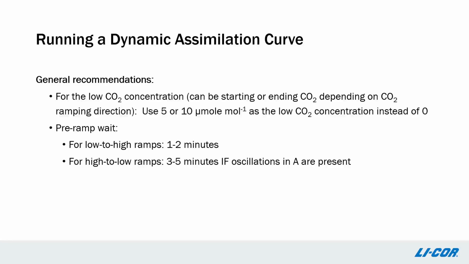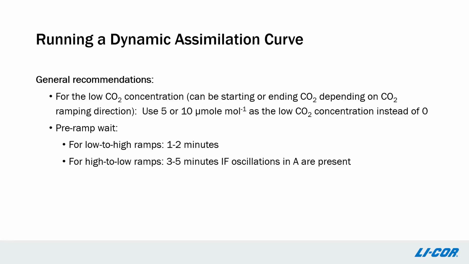For CO2 ramps starting at a low concentration, such as 5 micromole per mole, and then increasing, a wait time of 1 or 2 minutes should work well. For CO2 ramps that start at a high CO2 concentration and then ramp downwards, a longer wait time of 3 to 5 minutes may be required. This longer wait time is due to the fact that changing to a high CO2 concentration from ambient can sometimes induce oscillations in leaf assimilation for a short period of time, and it is best to wait until these oscillations have dampened out before starting the CO2 ramp.